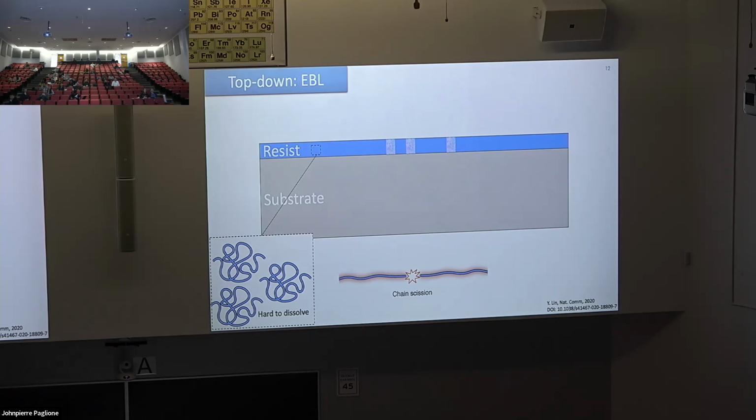You destroy parts of your resist. You get effectively the same polymer, but just cut into smaller chains, which is much easier to dissolve. So now when you take this resist and you dip it in some kind of a suitable solvent, you selectively remove the parts of the resist that have been exposed to the e-beam.